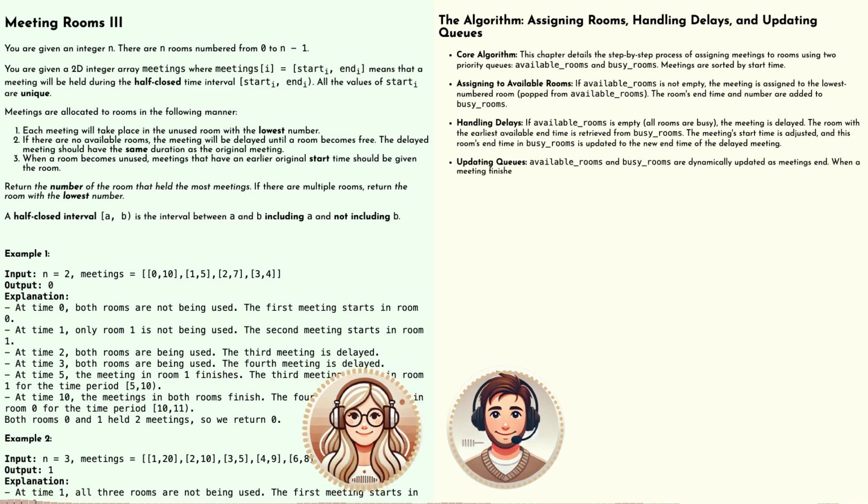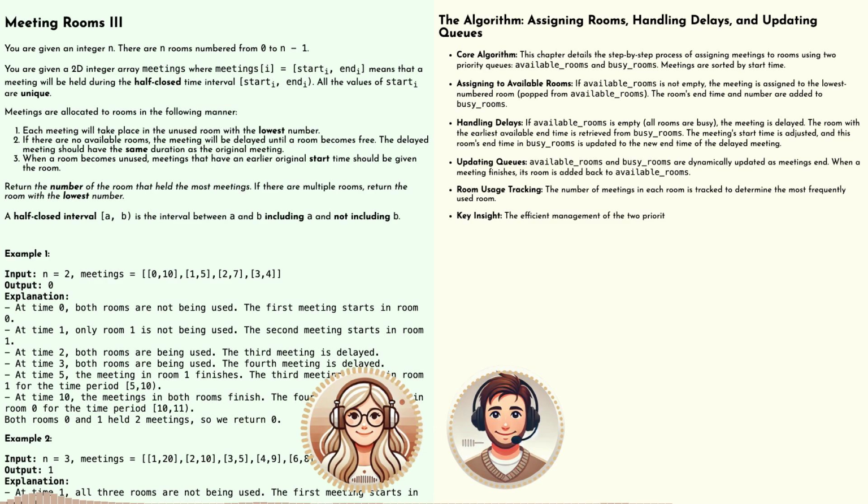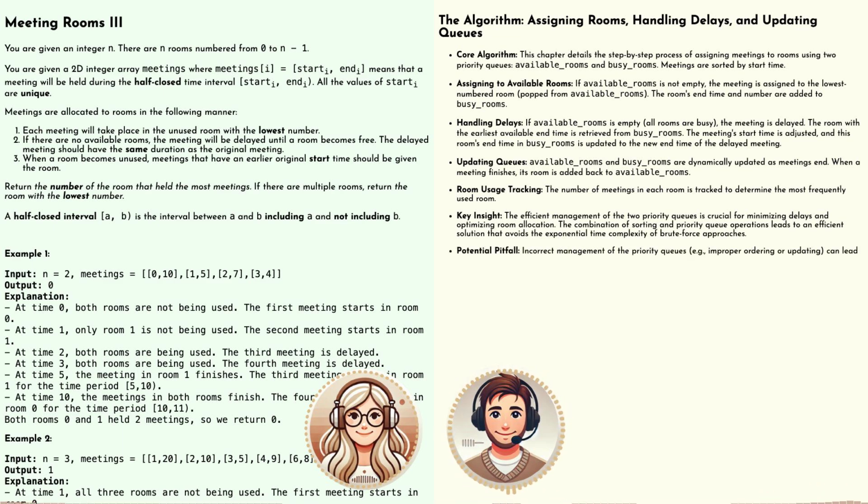Exactly. So we compare those end times from the busy rooms queue with the start time of the meeting we're currently looking at. If we find a room in that busy rooms queue whose end time is earlier than or equal to the start time of our current meeting, then we know that room's free now. Precisely. We take it out of that busy rooms queue and we put it back into the available rooms queue. Right. Always making sure it stays nice and sorted.